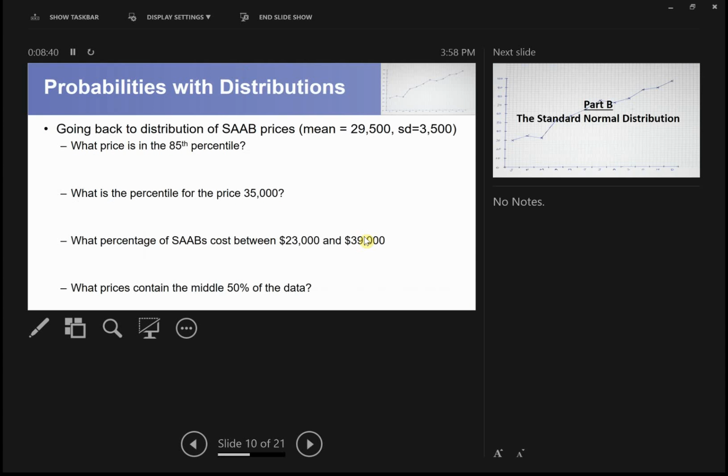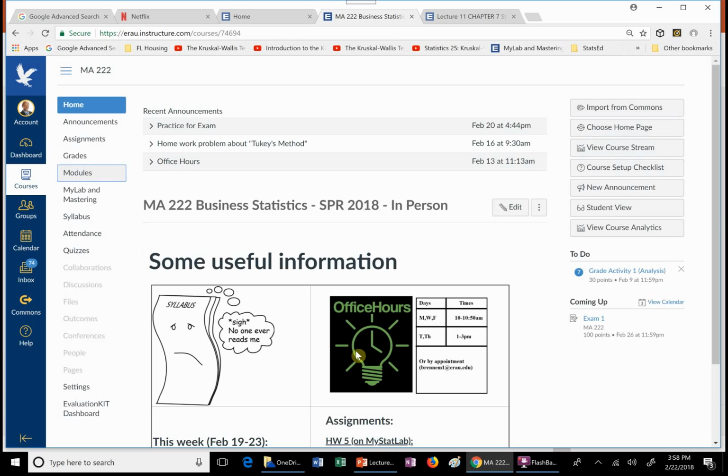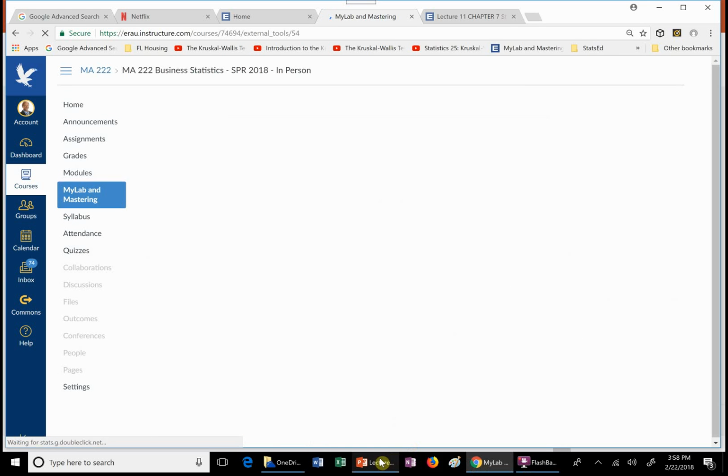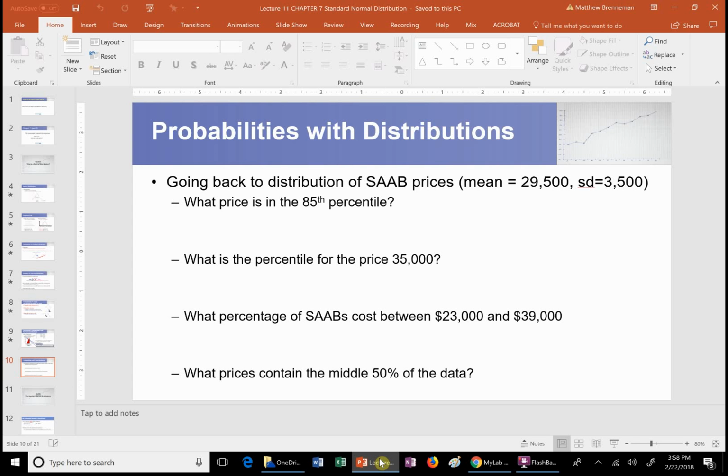And so just to test ourselves, let's do some of these calculations quickly, just to refresh our memory, all right? So we'll go into StatCrunch. And the first question, what price is in the 85th percentile?